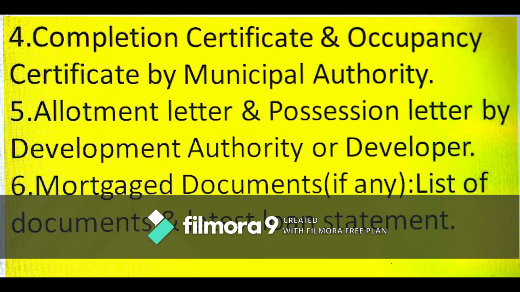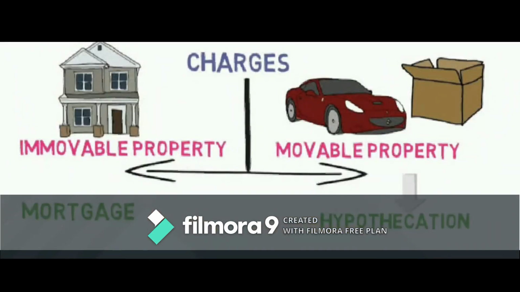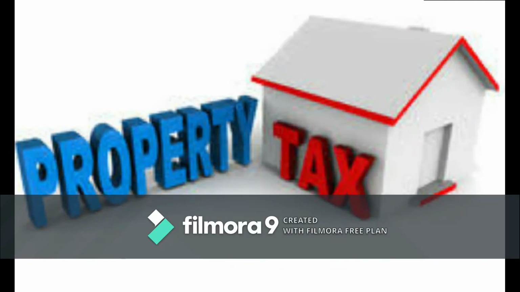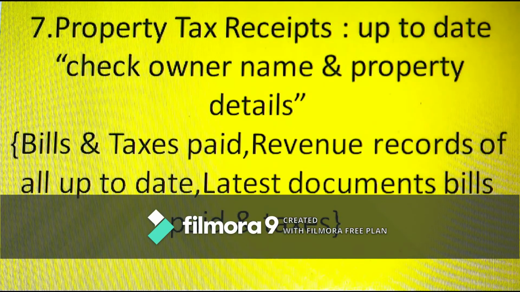Check completion certificate and occupancy certificate by municipal authority. Check allotment letter and possession letter by development authority or developer. Check mortgage documents, if any, list of documents and latest loan statement. Check property tax receipts up to date. Check owner's name and property details. Check bills and taxes paid, revenue records of all up to date, latest documents, bills paid and taxes.